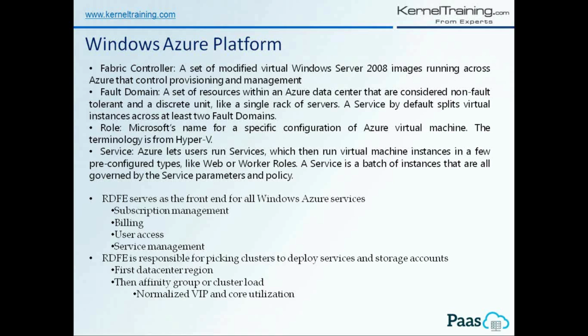And next one is a service. A service means you can run your virtual machine instances as a few pre-configured types, like a web or a worker role. These two, the web role and the worker role, are very important for platform as a service. The web role is where you put your web application that is going to be hosted in your cloud. And the worker role is for when I need some background services that are going to run on your cloud. So you can go for the worker role.